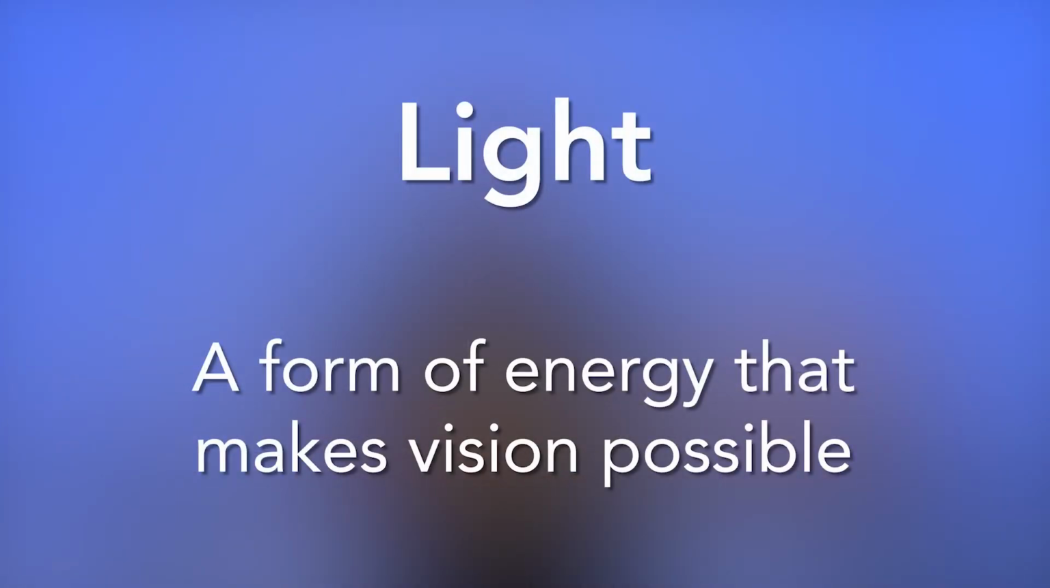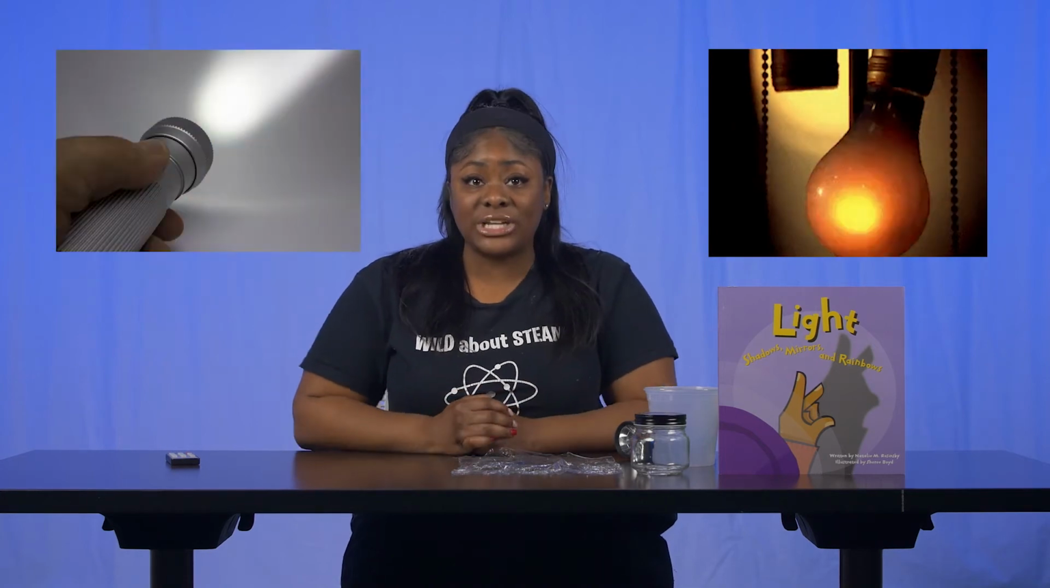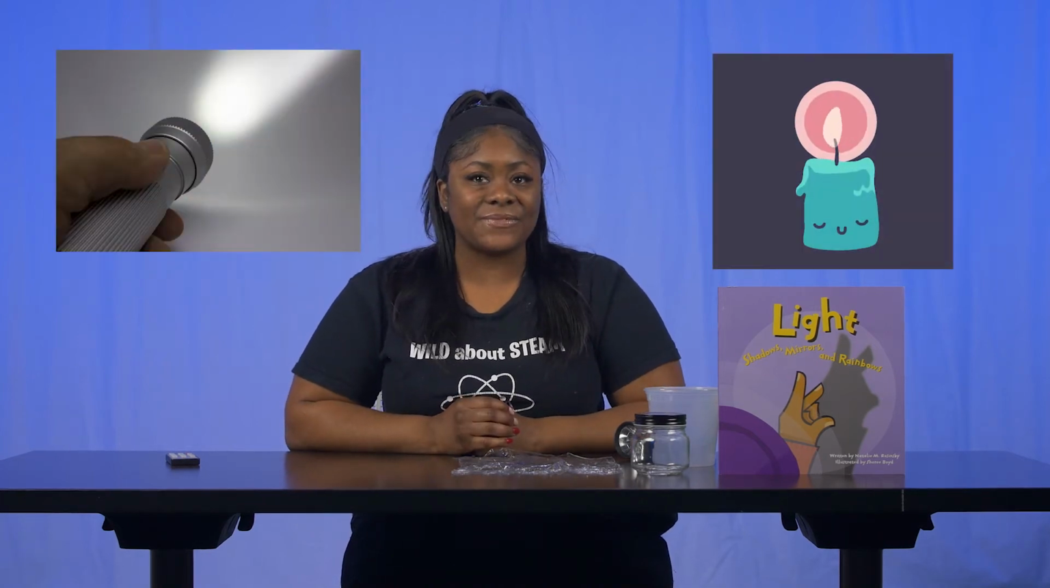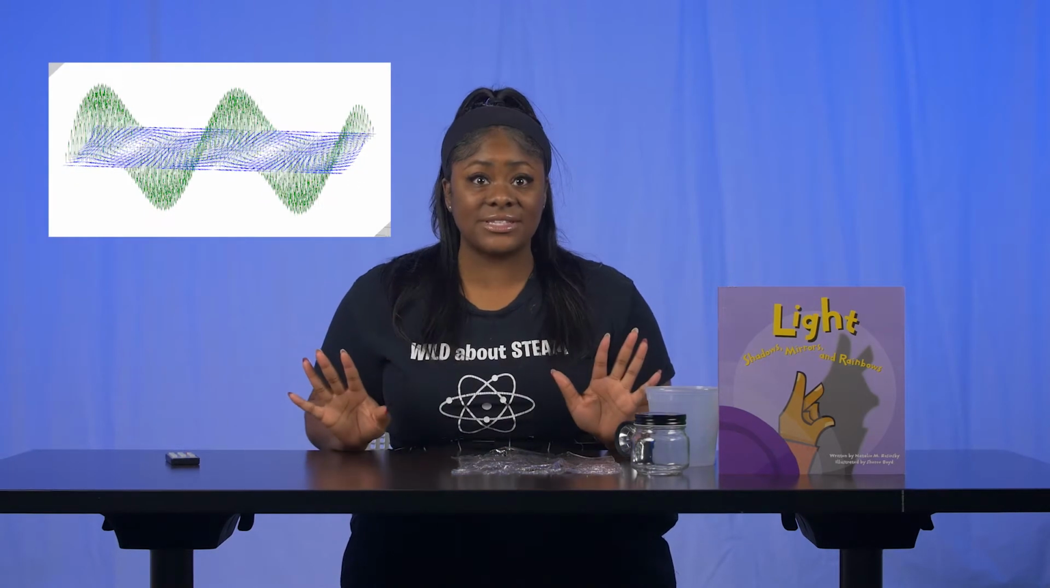Let's explore. So light is a form of energy that makes vision possible. All light has to come from a source. Sources like the sun, a light bulb, a flashlight, and a candle. And just like sound, light travels in waves. Light waves, also known as electromagnetic waves.